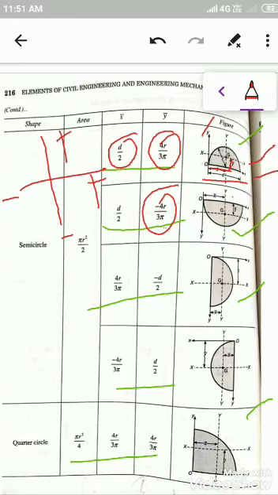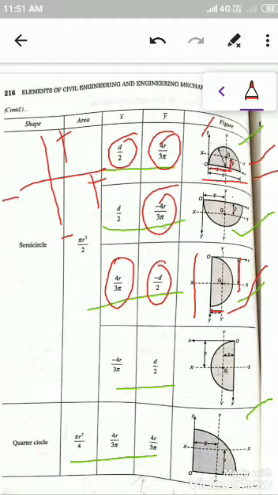Clear? And if the semicircle is attached to the y-axis, you just observe this figure, then x bar is measured with respect to the y-axis. This is x bar and this is y bar. You know that x bar is parallel to the x-axis, and y bar is parallel to the y-axis. This x bar distance is 4r by 3 pi, and the total is d. Therefore, y bar is equal to d by 2. Clear? So here the total depth is d, and 4r by 3 pi you have to consider.